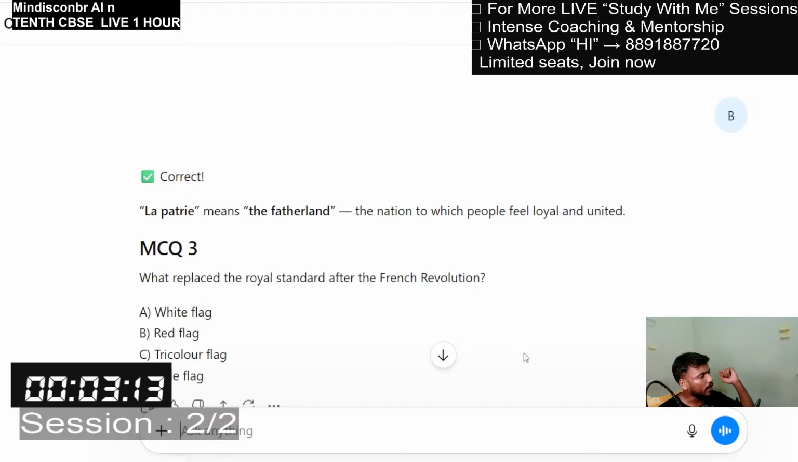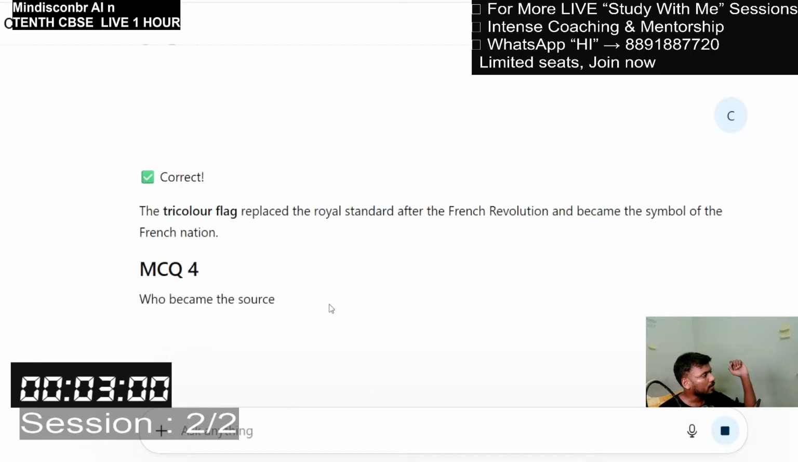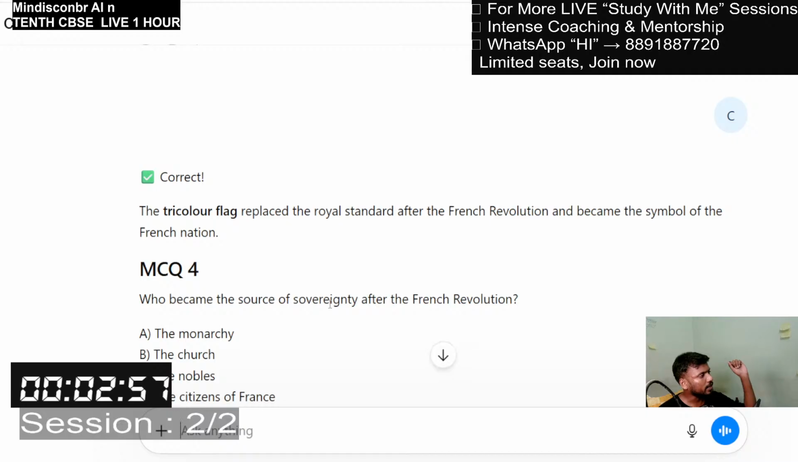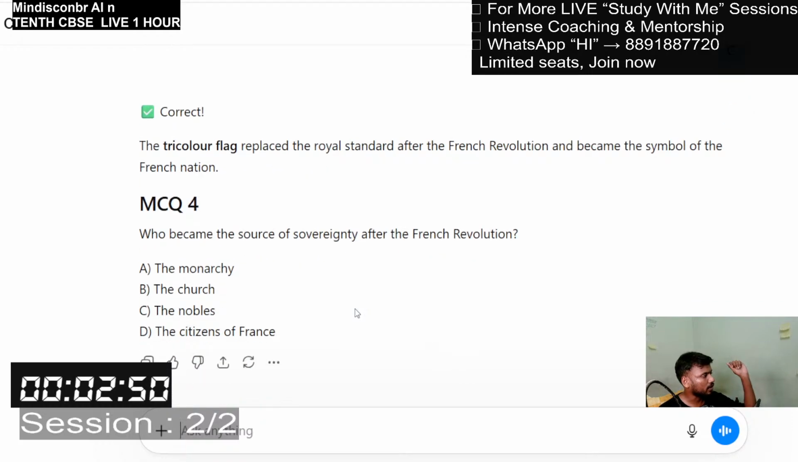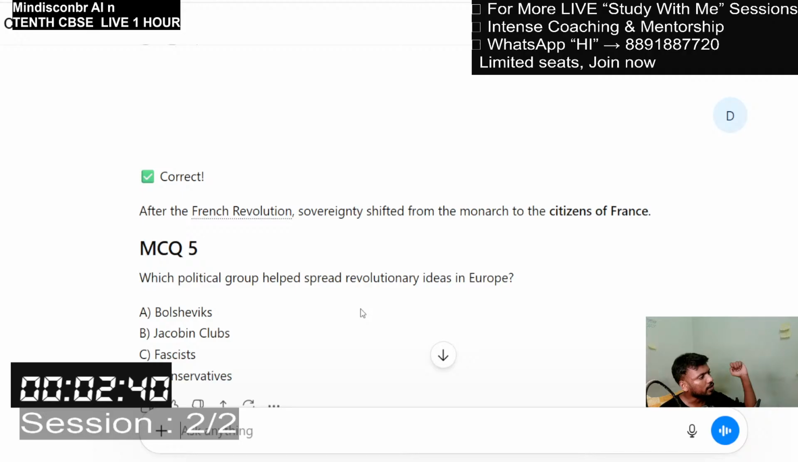What replaced the royal standard after the French Revolution? Tricolor flag. The tricolor flag replaced the royal standard after the French Revolution and became the symbol of the French nation. Who became the source of sovereignty after the French Revolution? The citizens of France. After the French Revolution, sovereignty shifted from the monarch to the citizens of France.